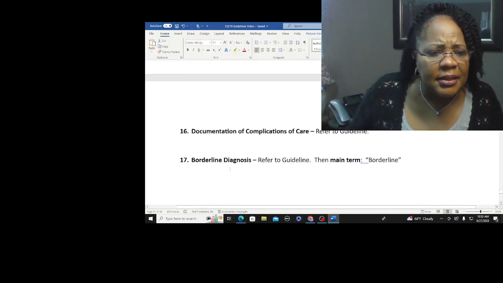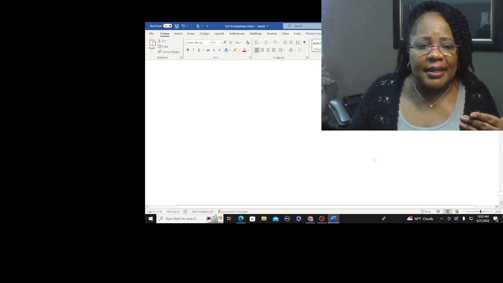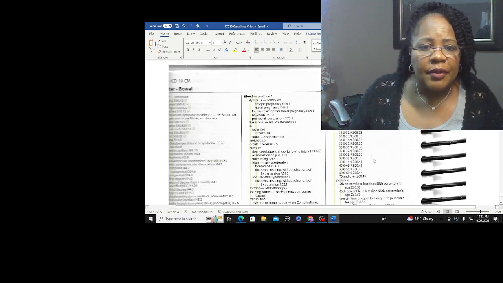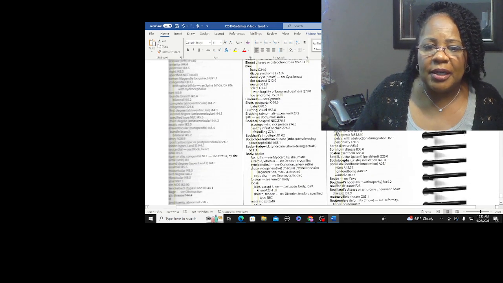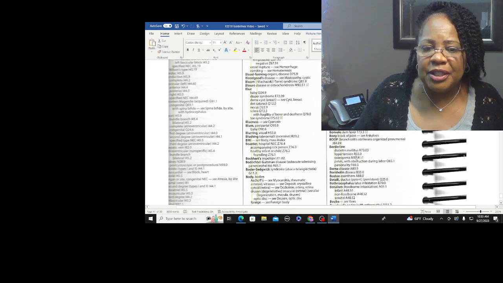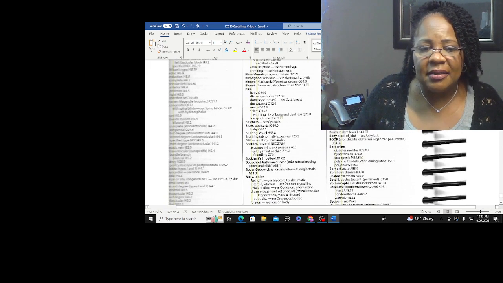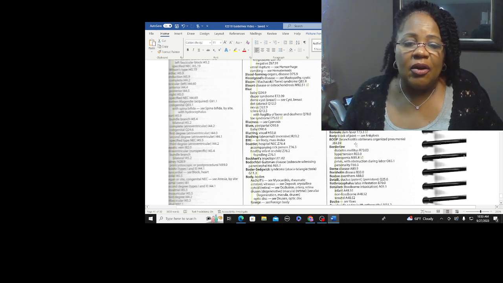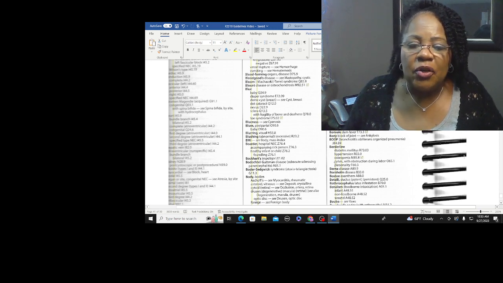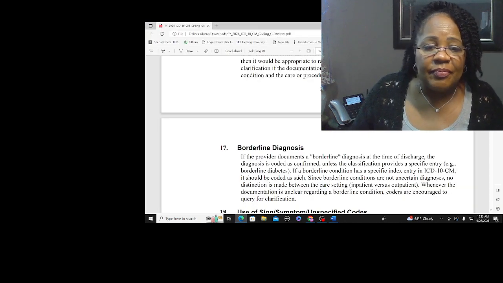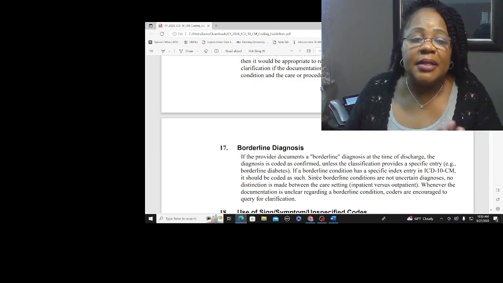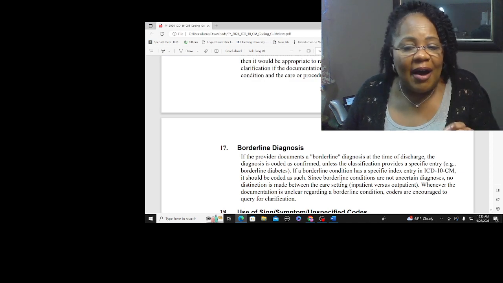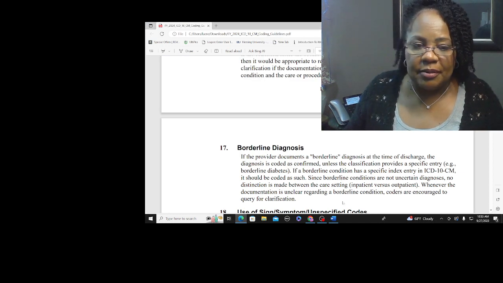Make sure I don't have anything else put in here. Yep. And I showed you what it looks like under borderline. So if I go to the main term, borderline, right there. You have borderline diabetes mellitus, borderline hypertension, borderline osteopenia, borderline pelvis with obstruction during labor, or borderline personality. All of these are borderline conditions. But again, remember what your guideline says. If a borderline condition has a specific index entry, then it should be coded. But if it's not, then you code it as if confirmed.